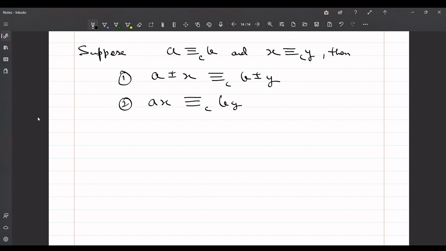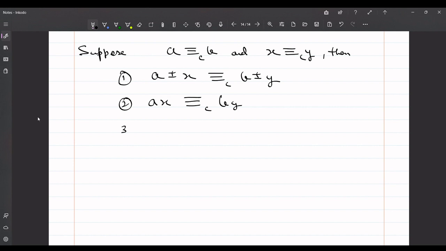See, if you take here that A minus B is equal to CK and X minus Y is equal to CK dash, then on adding them and subtracting them, you will get your answer. Also multiplying them will give you the answer. It is very, very simple to prove. Very minimum knowledge about algebra is required to prove this. Okay.